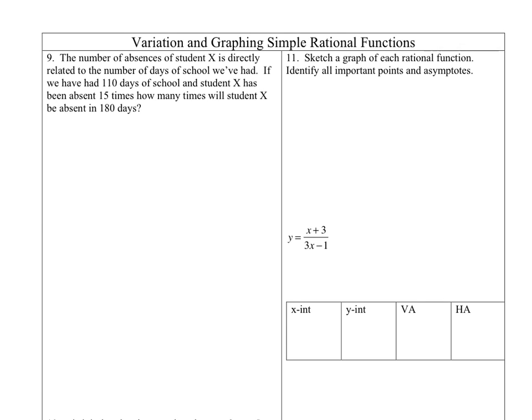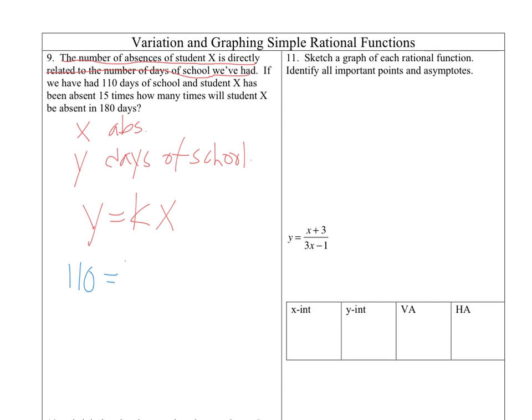Now we're looking at variation, graphing simple rational functions. Looking at the variation part, the number of absences of student X is directly related to the number of days of school we've had. I'm going to call X absences and Y days of school. We know that direct variation should be y equals kx or mx. You could also write this as y over x is equal to k. If we've had 110 days of school, okay, so 110 is equal to k times... student X has been absent 15 times.